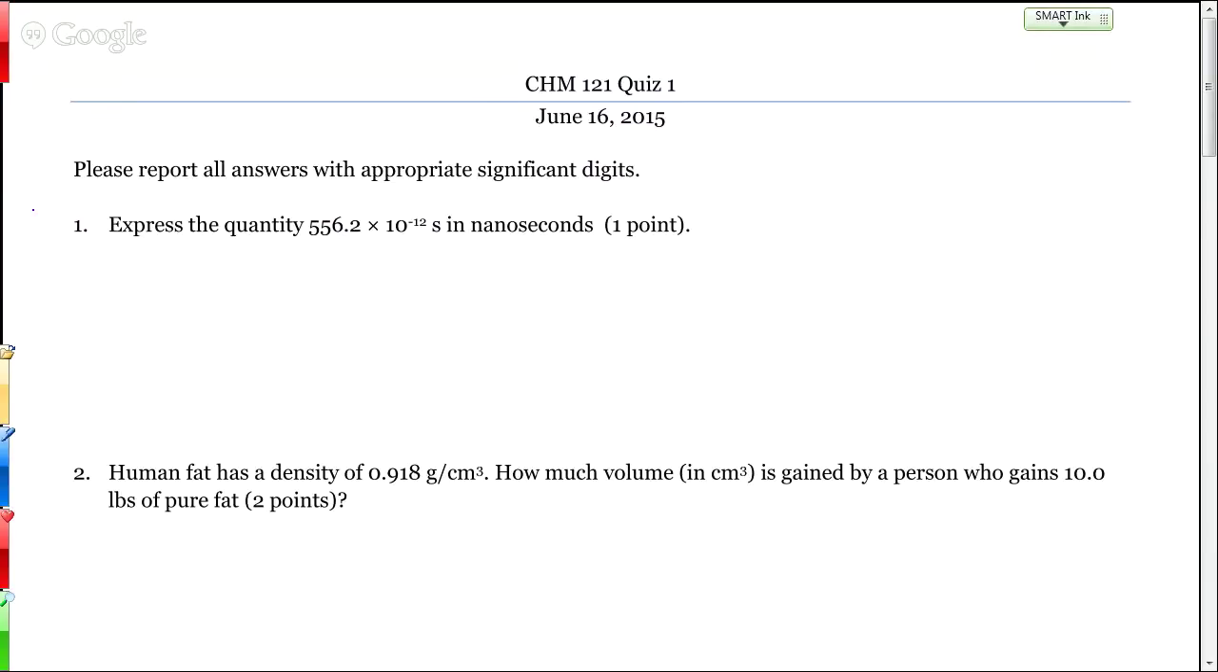Okay, the quantity 556.2 times 10 to the minus 12 seconds in nanoseconds. So to do that, we need to do a conversion here. How many nanoseconds are in a second? Well, what if we don't know that? How can we figure it out? If you don't just know the number, what's a good way to figure it out?